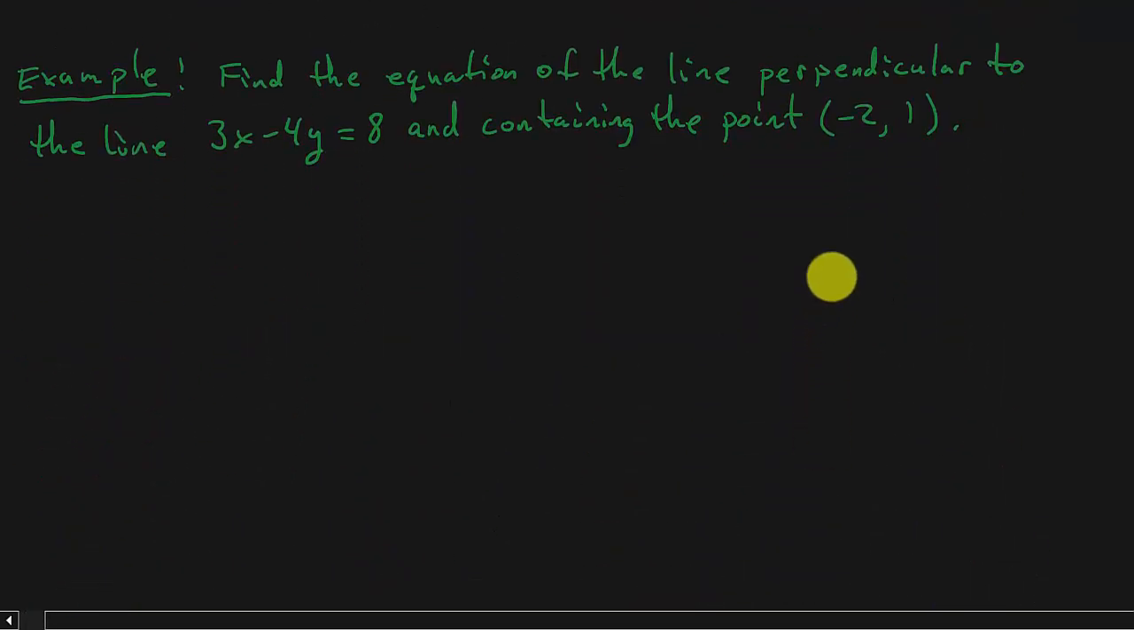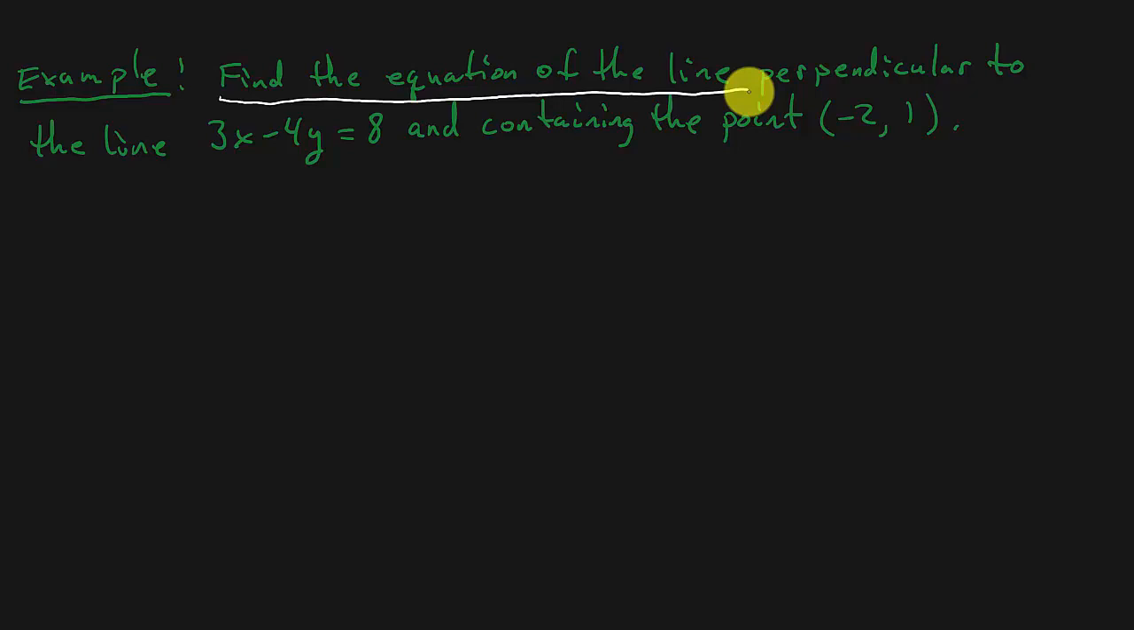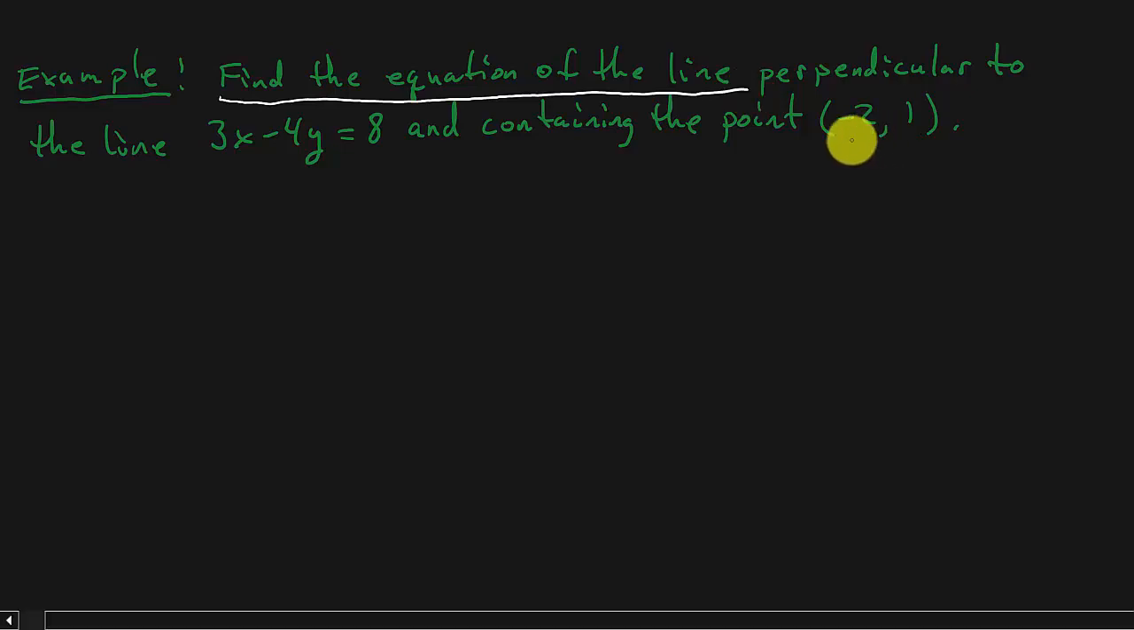Find the equation of the line perpendicular to the line 3x minus 4y equals 8 and containing the point negative 2, 1. All right. So once again, that right there tells you, okay, I need the slope and I need a point on the line. Do I have a point on the line? Yes, I do. The negative 2, 1.